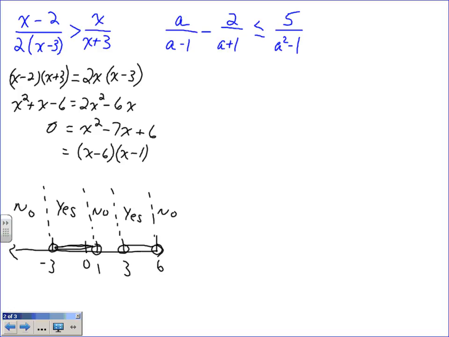So we write our solution. x is between negative 3 and 1, or x is between 3 and 6. So it's kind of a combination of conjunctions and disjunctions. A little bit tricky. Okay?